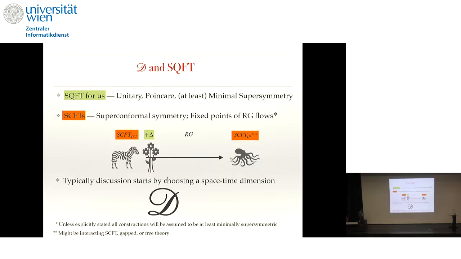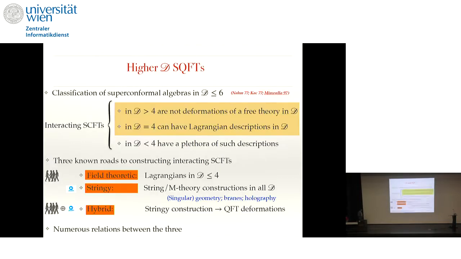Okay, a typical textbook discussion of quantum field theory starts by choice of space-time dimension, and it also appeared in the title of this talk. Throughout this talk, the dimensionality of space-time will be denoted by this calligraphic D. So the talk is about higher dimensional SQFTs, and the reason is that if we want to discuss interesting superconformal field theories, we are restricted to dimensions equal or smaller than 6.